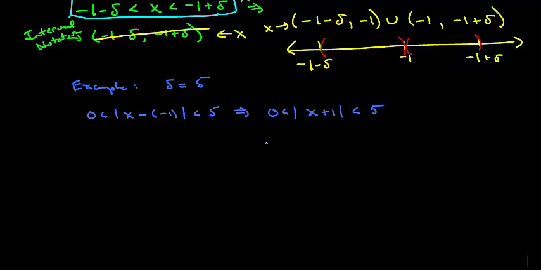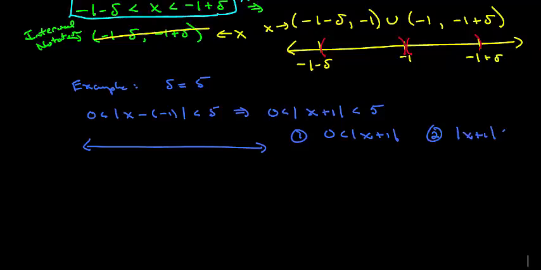So let's start looking at this interval here. This is two separate problems. Problem number 1 is 0 is less than the absolute value of x plus 1. And problem number 2 is the absolute value of x plus 1 is less than 5.